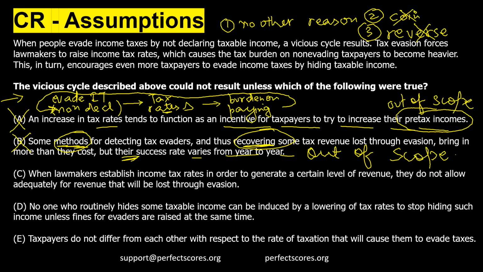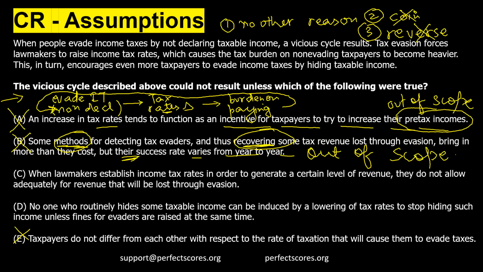Okay, D. All right, let's begin with E. It says taxpayers do not differ from each other with respect to taxation that will cause them to taxes. So basically it means that everyone gets the same rate of tax applied. But that does not do anything. It's not an assumption. Even if it were not true, it wouldn't really harm the argument. So E is gone. It does not do anything.